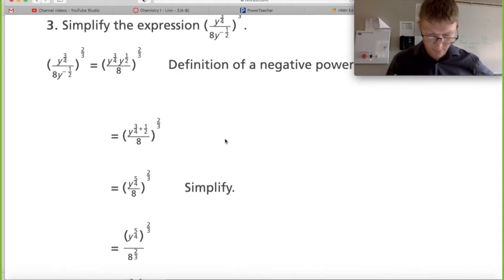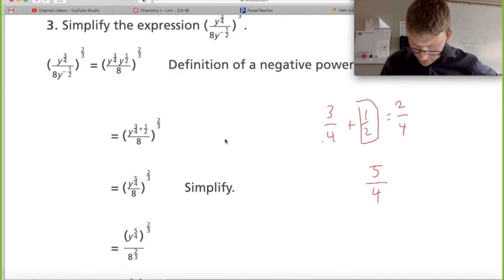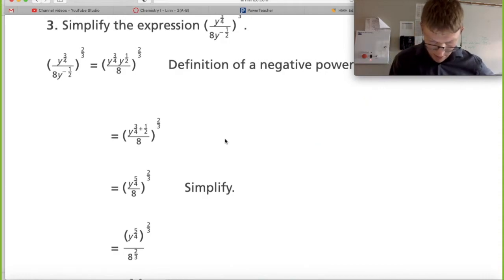They had to add 3/4 plus 1/2. So 1/2 is equal to 2/4, so that we have that common denominator. So then we have 5/4 is what that turns into. So that's where we get our 5/4. And it's still raised to 2/3.